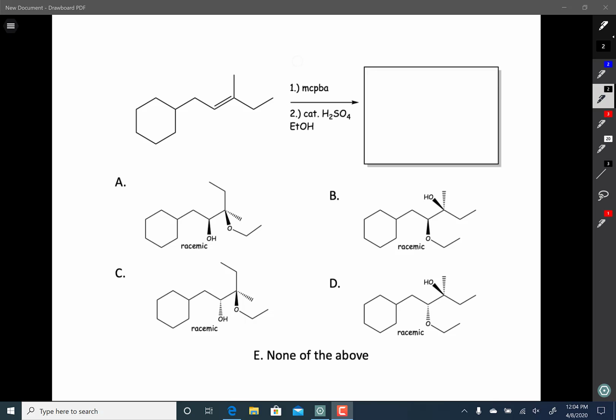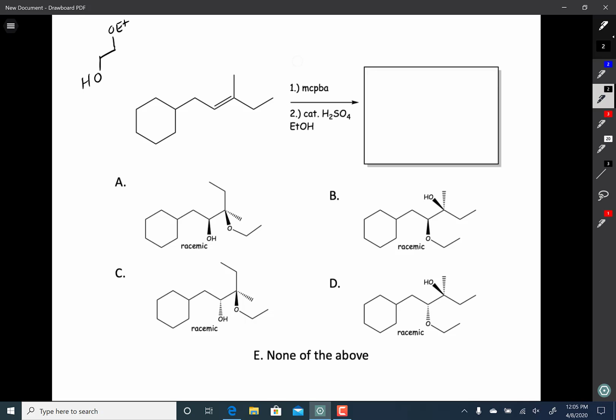Okay, in this predict the product question, we start with an alkene and treat it with MCPBA, which makes the epoxide. In the presence of acid and ethanol, the epoxide is opened up as ethanol adds. And so what we're going to end up getting is a molecule with an OH and an OEt group on adjacent carbons.